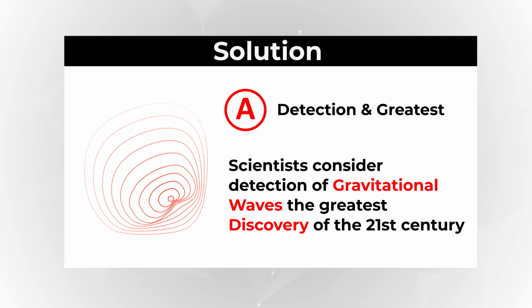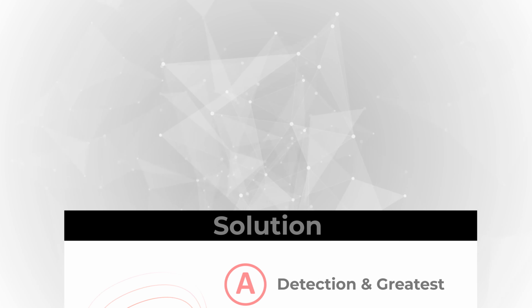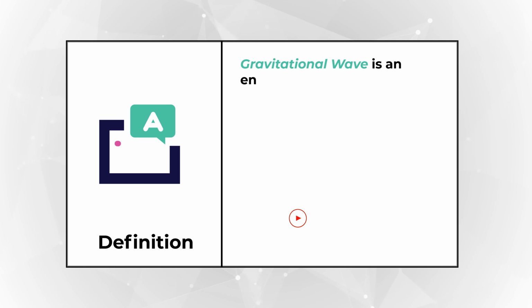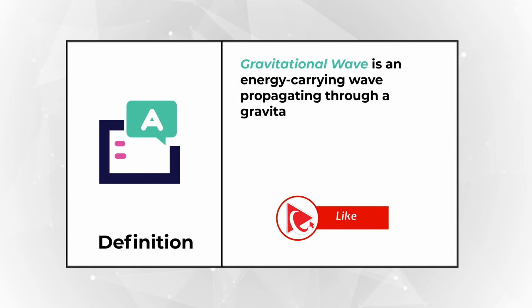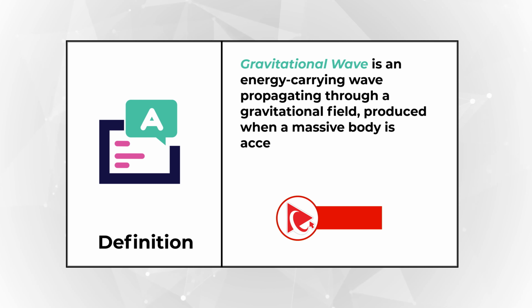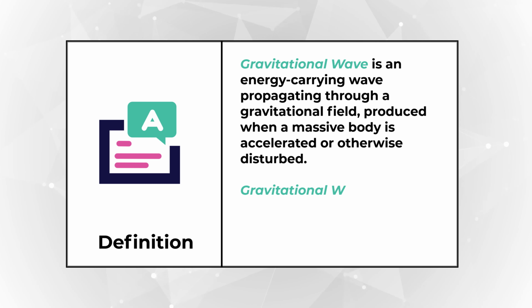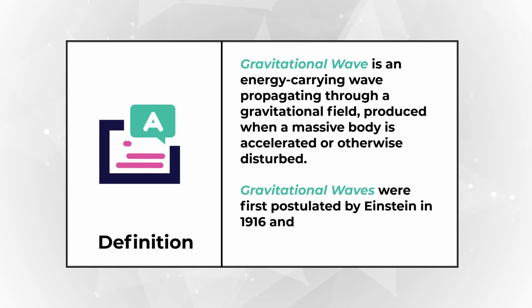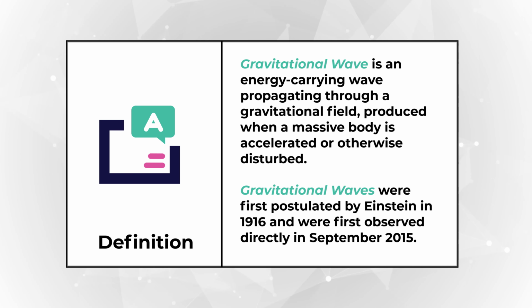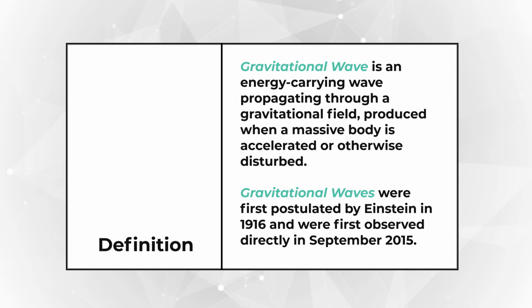To better understand the magnitude of the discovery, let's look at the definition of gravitational waves. Gravitational wave is an energy-carrying wave propagating through the gravitational field, produced when a massive body is accelerated or otherwise disturbed. Gravitational waves were first postulated by Einstein in 1916 and were first observed directly in September of 2015.